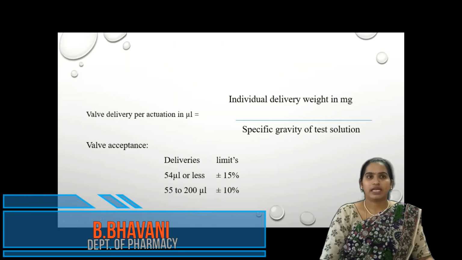So the valve delivery per actuation in microliters can be calculated by using the formula: individual delivery weight in milligrams divided by the specific gravity of the test solution.